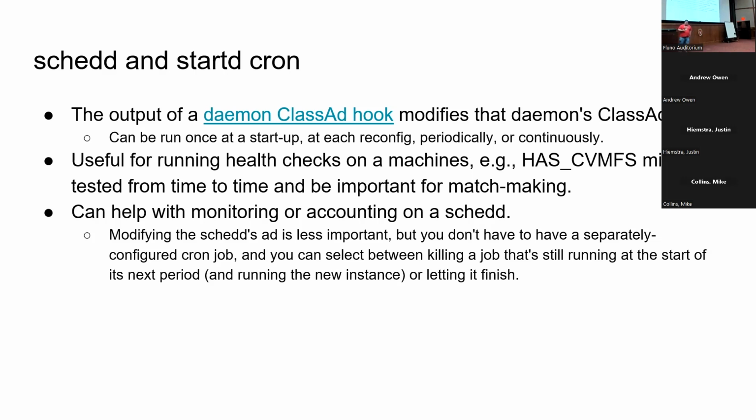The SCHEDD equivalent also modifies the SCHEDD's ad in the collector. That's not nearly as useful as modifying the STARTD's ad, but it can be very useful to have a cron variant available to you in more limited situations. If you're running an API out of a container, for instance, where you don't already have a full-fledged cron to use.